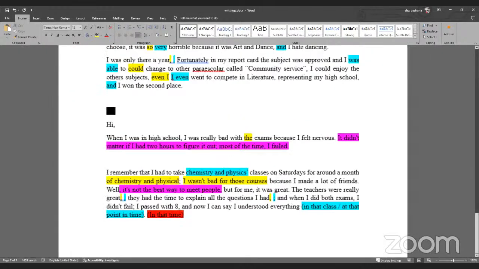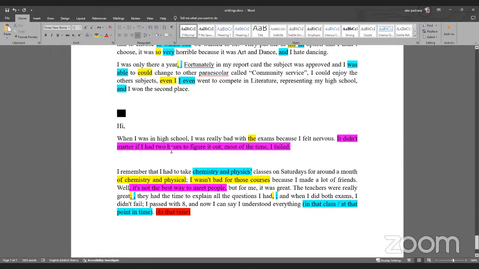So, let's go back like this. So, we mostly use this little structure, right? Putting first the subjects, then the possessive apostrophe, and classes on Sundays for around a month. And this one, very good use of the semicolon. I wasn't bad for those courses. I want to ask what they mean with this one, but the person isn't here. So let's continue because I made a lot of good friends. Well, comma, very good. It's not the best way to meet people, comma, excellent use. But for me, it was great.